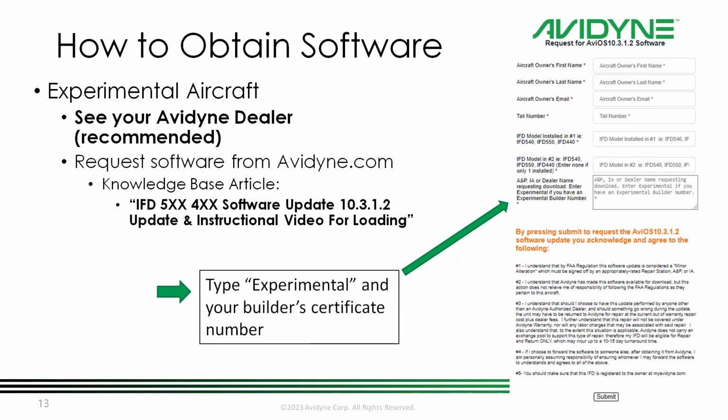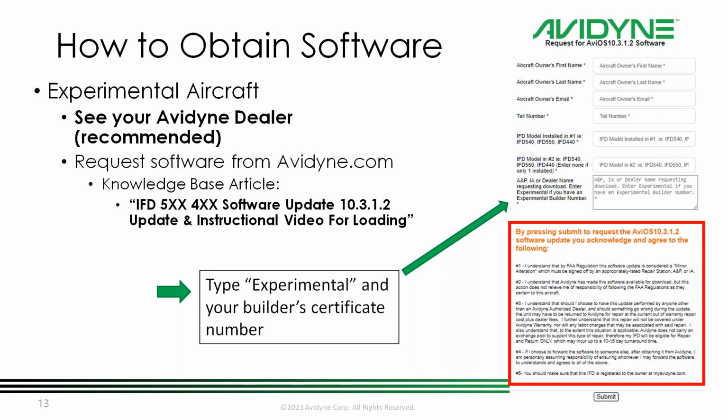Now, if you are an experimental aircraft owner and you have the builder certificate for that aircraft, you're going to do it the exact same way that somebody going outside from a dealer would do. You fill out this same form, but instead, if you don't have an A&P number, an IA number, or a dealer that's going to be helping you out with this, go ahead and type experimental and give us your builder certificate number if you would, please. And then same thing, read those, acknowledge those terms, and hit submit.